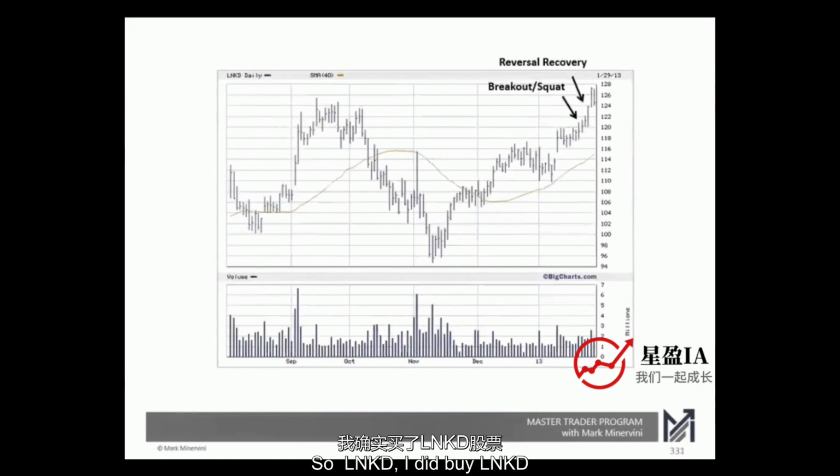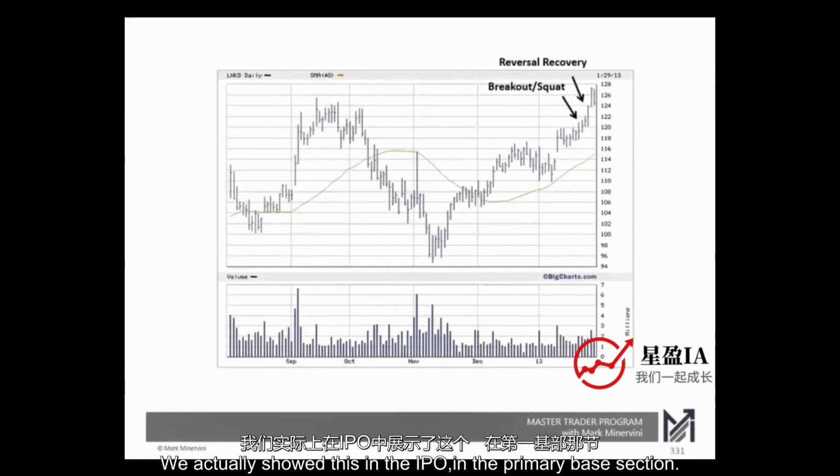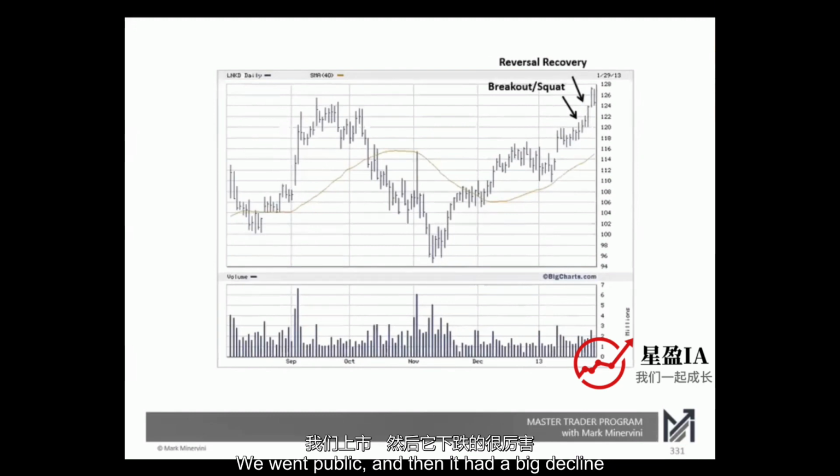So LinkedIn, I did buy LinkedIn. This was after it had gone public. We actually showed this in the IPO, in the primary base section, where it went public, and then it had a big decline for a number of years, and then finally it set up on the right side. This is what it looked like zooming up on it. I wanted to buy it. I was looking to buy it coming right out here, but it came on a gap, so I stayed away from it.